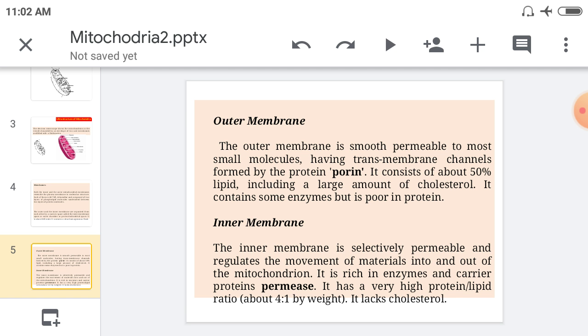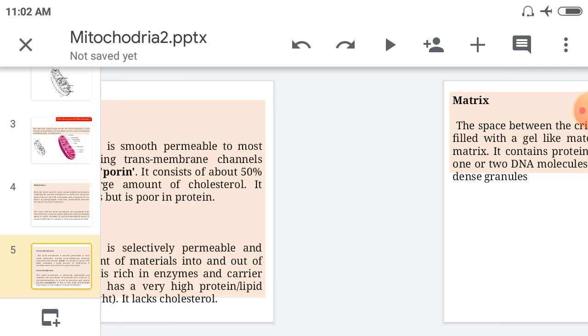Then going toward the inner membrane, this inner membrane is selectively permeable and regulates the movement of material into and out of the mitochondria. It means the outer membrane is smoothly permeable, but the inner membrane is selectively permeable, and it is rich in enzymes and carrier protein permeases. It has a very high protein to lipid ratio, about 4:1, and it lacks cholesterol. It means a large amount of protein is present here in the inner membrane. This is about the outer and inner membrane.